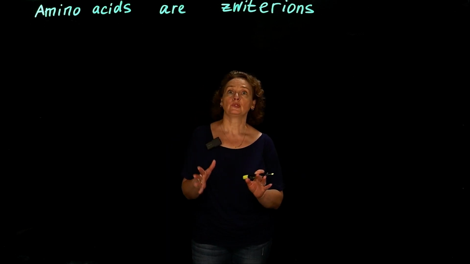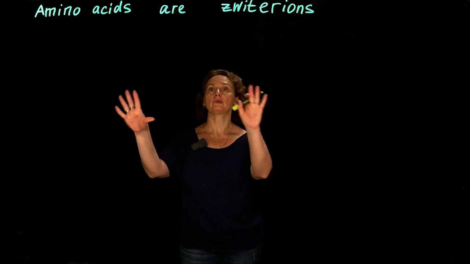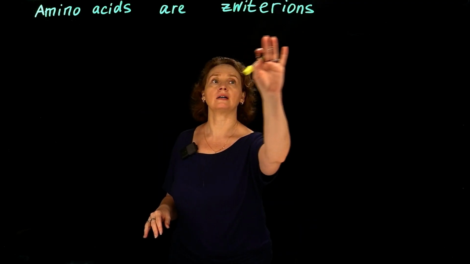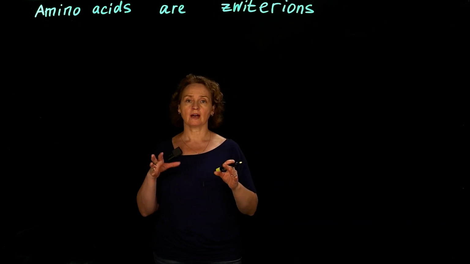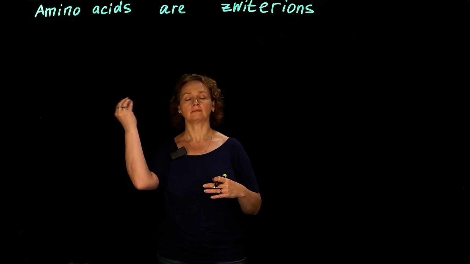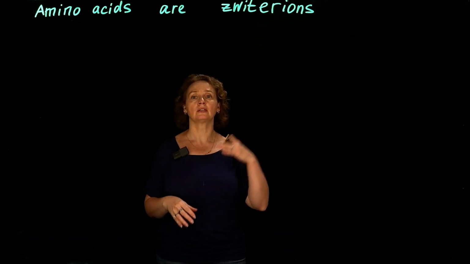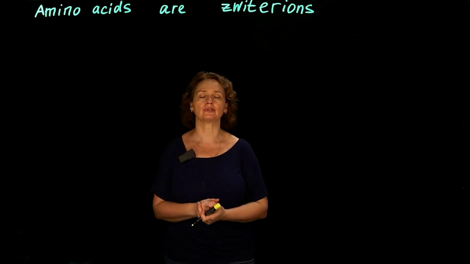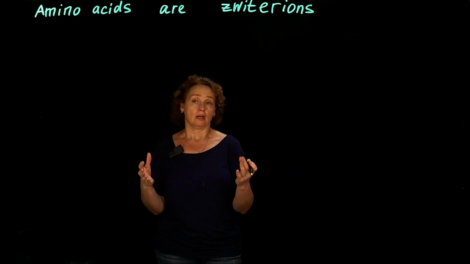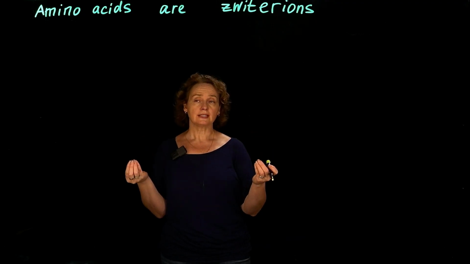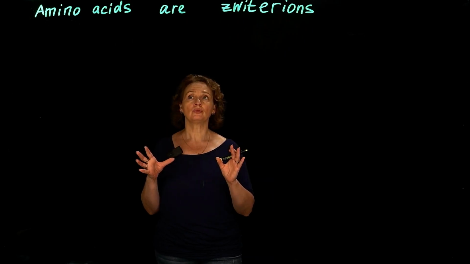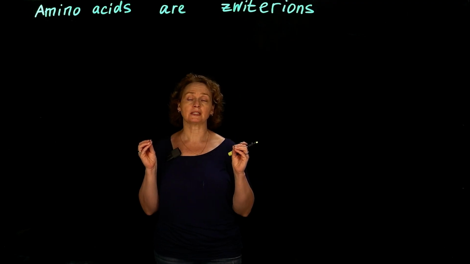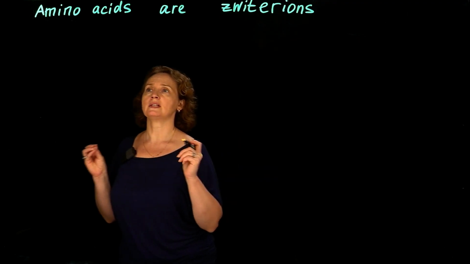So in this video we are going to cover the following topic. Amino acids are zwitterions. And zwitterions means that amino acids have a group that is positively charged and a group that can be negatively charged. So in order for us to see the equilibrium, we are going to use the simplest amino acid as an example. The simplest amino acid is glycine.